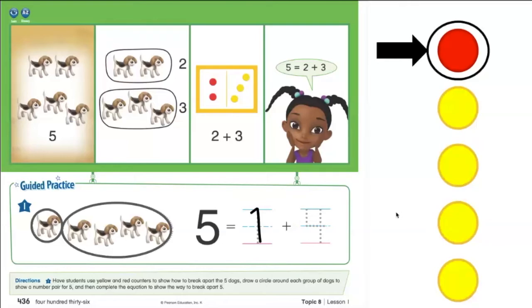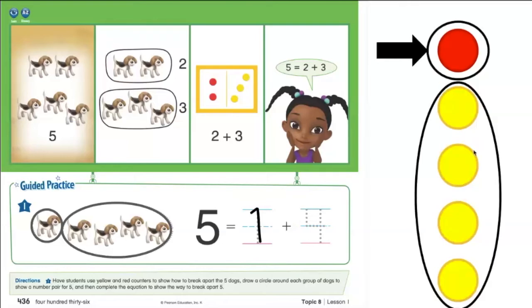Let's see. If you look here, I circled the groups of counters just like the dogs are circled. So we have 1 red counter. Now we need to figure out how many yellow counters we have for the second group of dogs. Let's count them. 1, 2, 3, 4. So then I wrote the number 4.